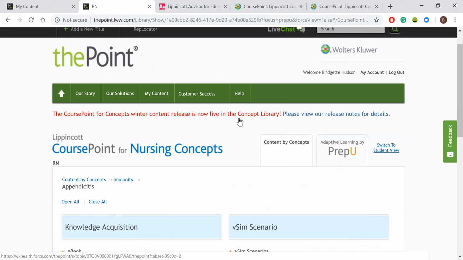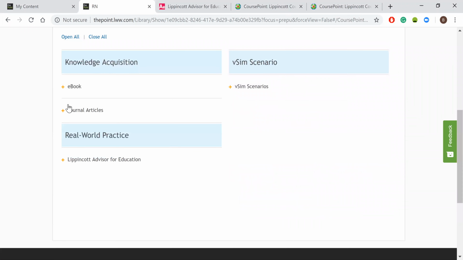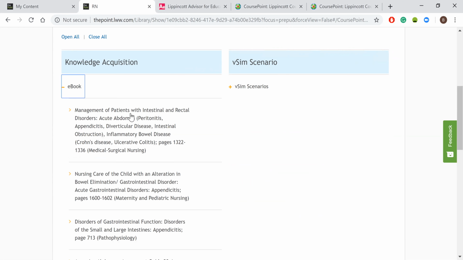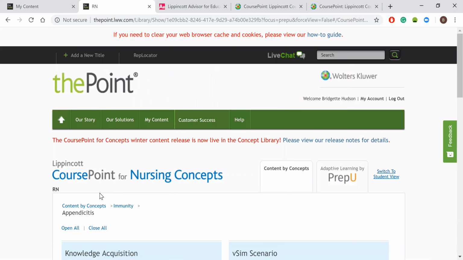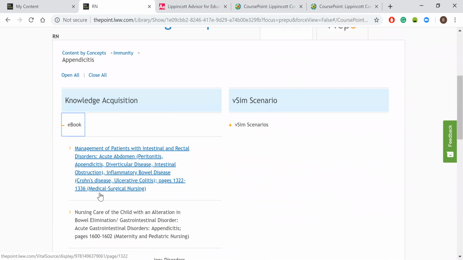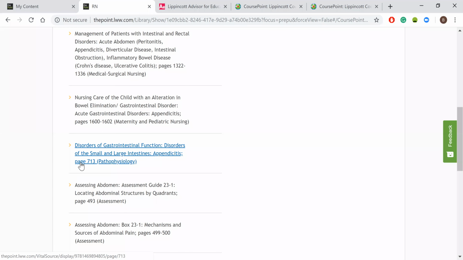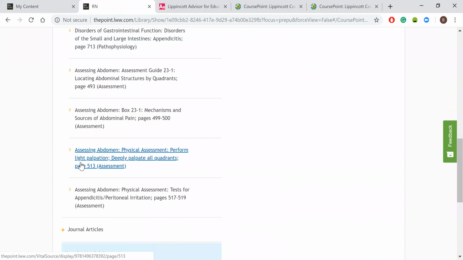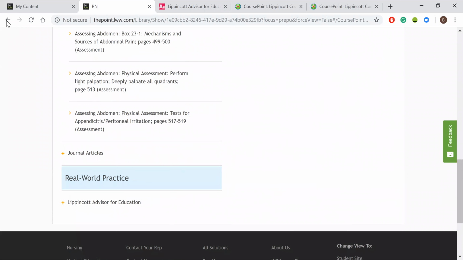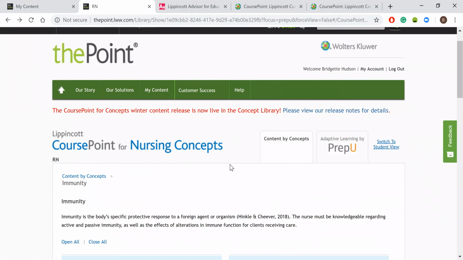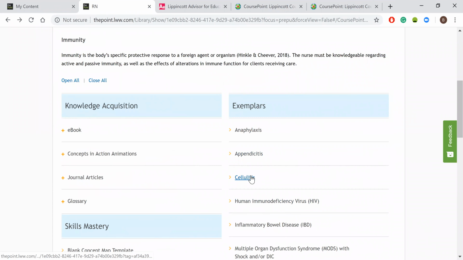So if we looked at appendicitis, this basically gives you the Lippincott for education, the Lippincott advisor, and then you can look at the ebook, and this would be all the things that you would look for here. But your focus here is appendicitis. So that's the only thing that you would need to focus on. So how does appendicitis come about? How do you treat it? What are your signs and symptoms? What are your diagnostic studies? That's how you would look at appendicitis.